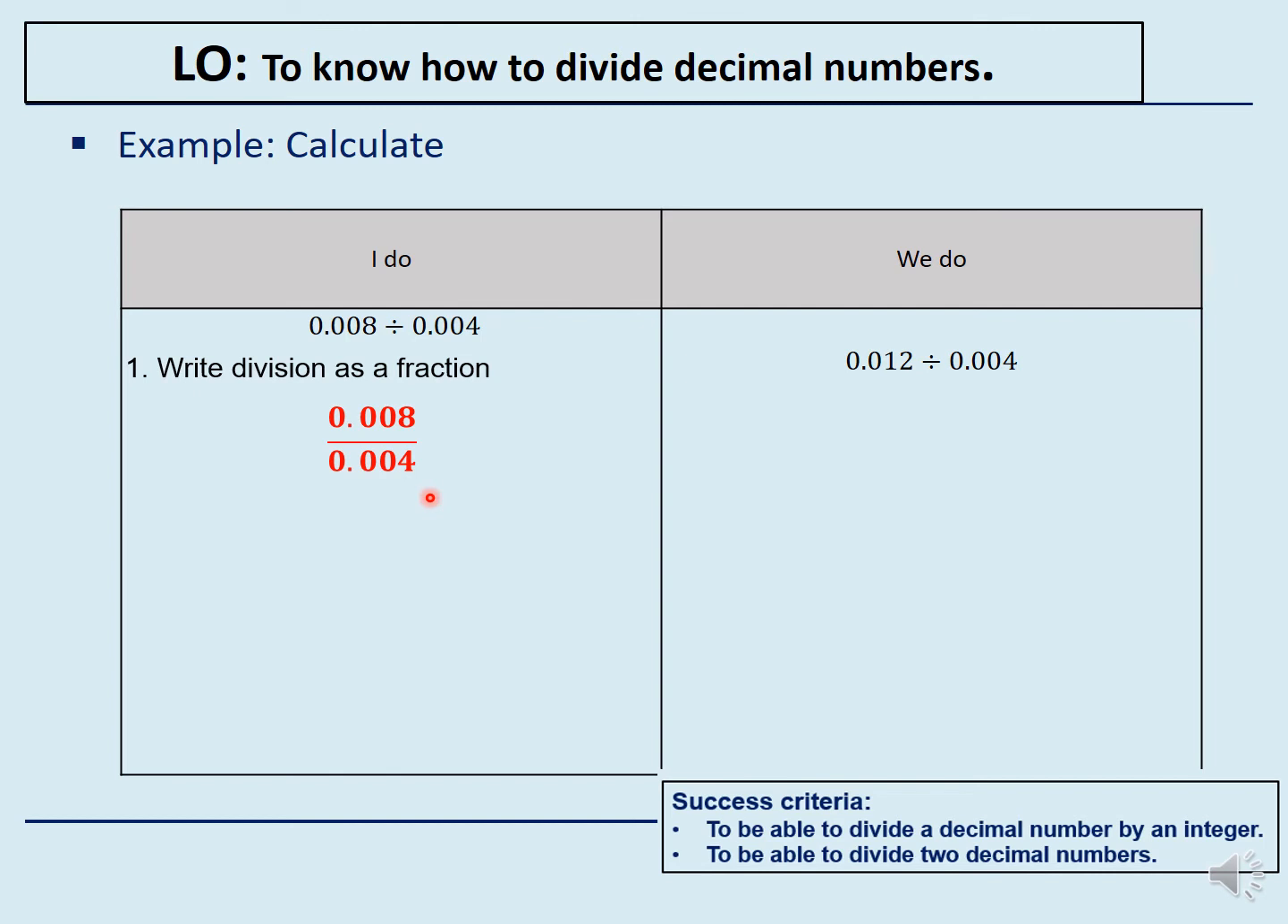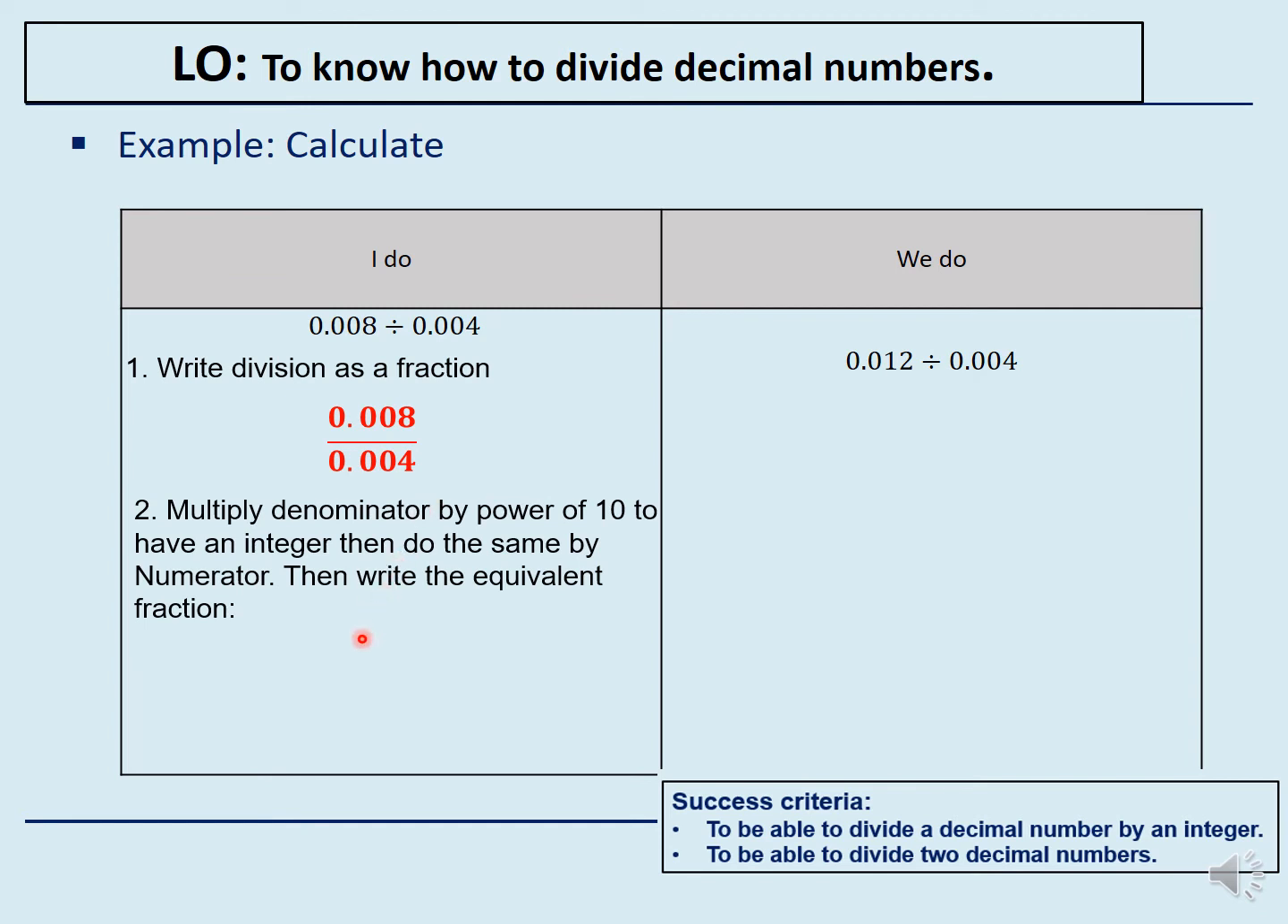But how can I do that? If you remember, if you times the number by a power of 10, you can get rid of decimal places. But what power of 10 do I need to times 0.004 by to get rid of the decimal places? Let's see how many decimal places I have. I have 1, 2, 3 decimal places. So to get rid of 3 decimal places, what number do I need to times 0.004 by? Yes, that's right, 1000. Because I have 3 decimal places, I need to times it by 1000 to get rid of those 3 decimal places.